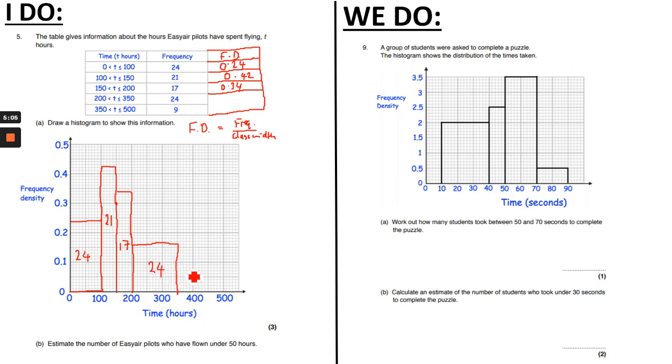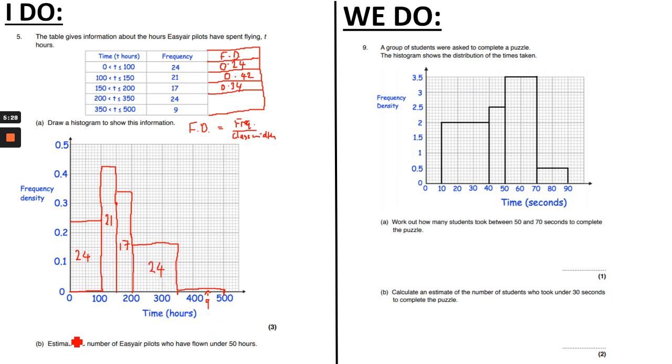And then my final one also has a width of 150, but the frequency is only 9. So 9 divided by 150, 0.06. It's going to be just there, okay? So that one has a frequency of 9. So that's how you draw a histogram.